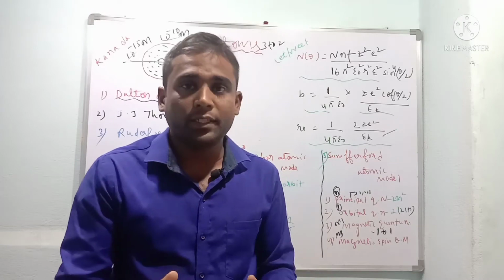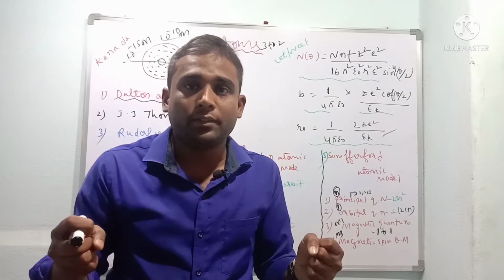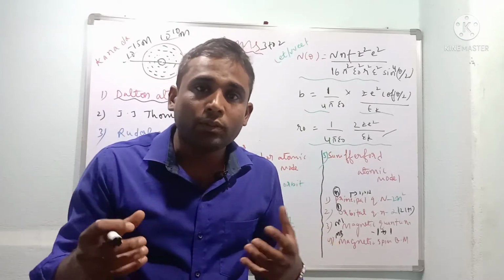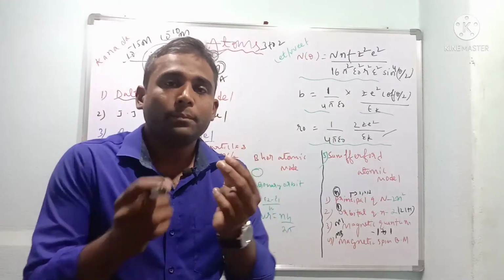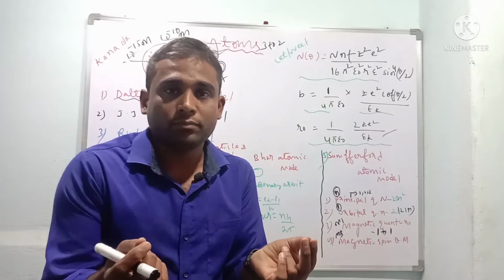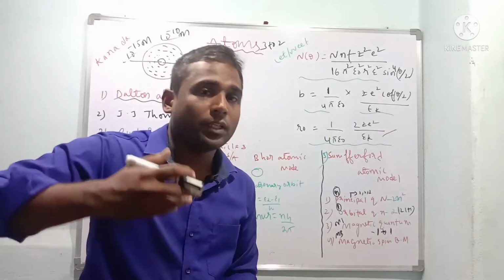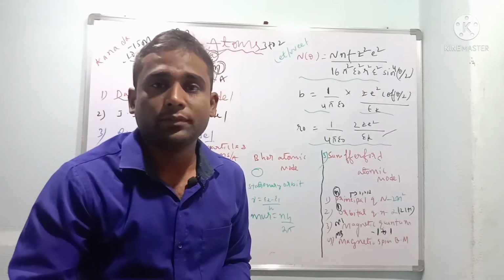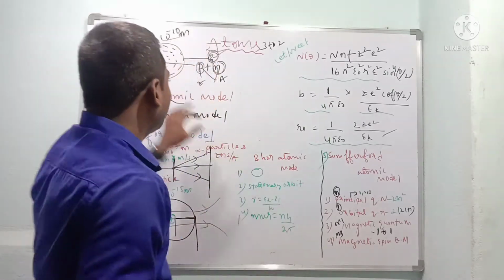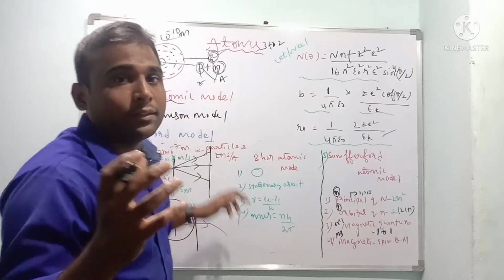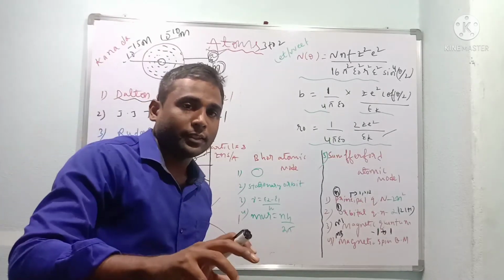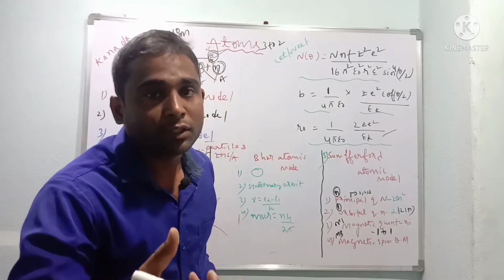So what is my point here? The atom is indivisible. He also said that it is made up of only 2 particles, protons and electrons. He had not given information about neutrons. And he said that the atom is electrically neutral, which means the number of positively charged particles is equal to the number of negatively charged particles.